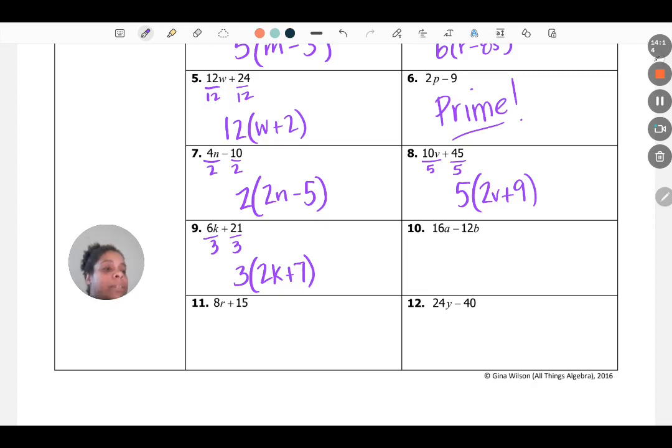Great, let's keep going. All right, next, number 10, we have 6a minus 12b. We know that the number can't be higher than 12 because 12 is the smallest number. That means that any number above can't go into 12. So let's go backwards from 12. 16 is not a factor of 12. It's 12, 24, 36, 48. So 16 is not a factor of 12.